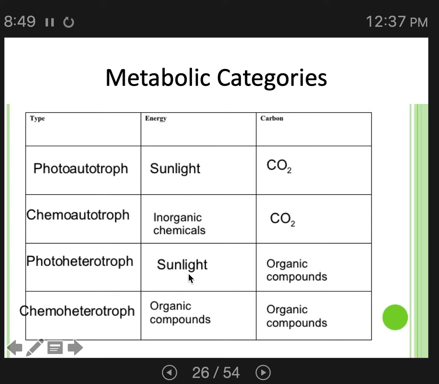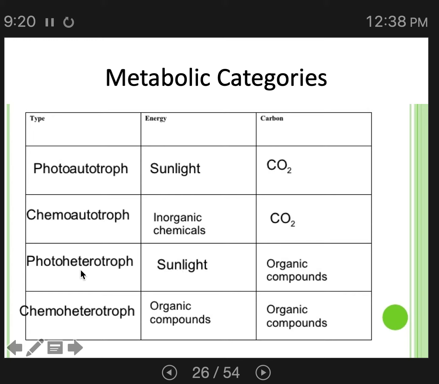Photoheterotrophs get their energy from the sun, like a photoautotroph, but the difference is they're heterotrophs, so they get their carbon from eating other organisms, from organic compounds made by other organisms. This is a very strange category, because if you're going to eat an organic compound for carbon, you might as well extract the energy from it too. So it's a weird combination of things. They're not able to get the energy from the organic compounds, they get their energy from the sun. And there's only a few examples.